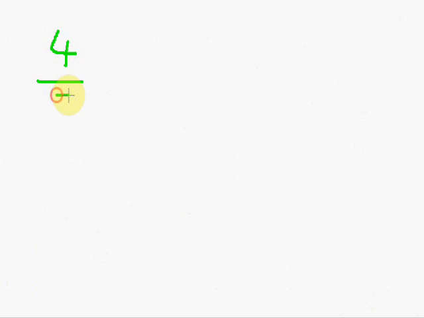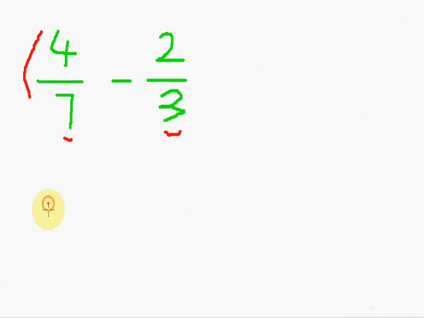Okay, let's look at another one. Let's say we had 4 sevens, and this time we're going to take away 2/3. Right, we can look at these two fractions. Again, this is a situation where the denominators are different, so we have to find a common denominator. But again, this is only one way of doing it, but there are many other ways of arriving at an answer to this particular problem. Okay, but to me this way is much easier.